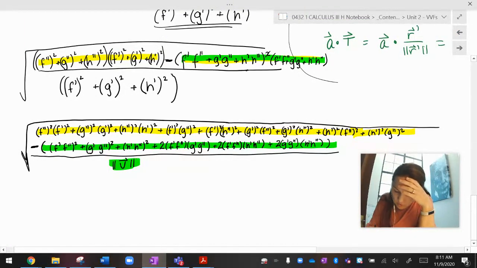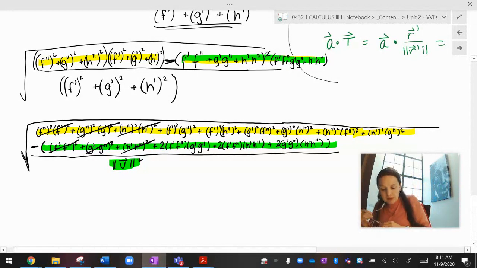And so what I have here is I have some things that cancel. Here's f double prime squared, and it's down here too, and I'm subtracting. So these first couple components completely disappear.